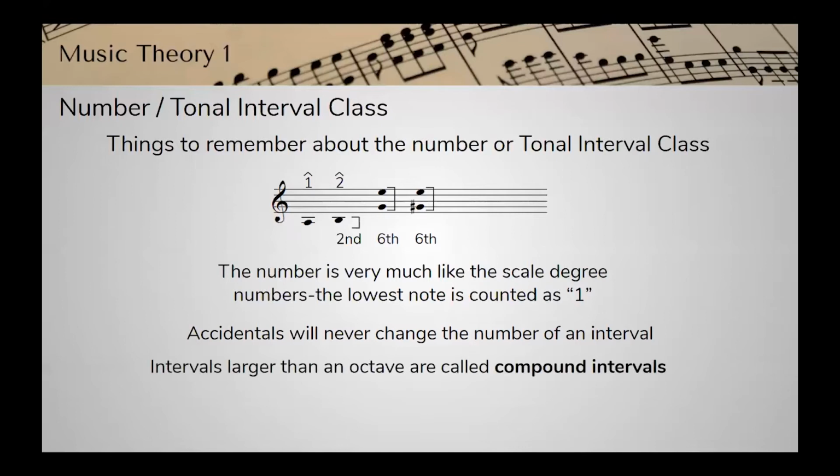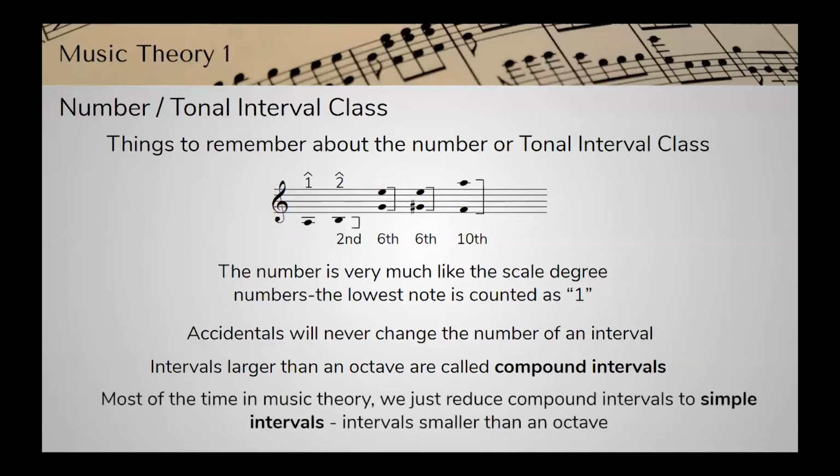Okay, intervals that are larger than an octave are called compound intervals. Okay, and you can see here if you counted those, that F to that A would spread over a tenth because it's 10 lines and spaces from each other. Okay, but most of the time in music theory, we don't really care that it's a tenth. We just simply reduce it to what's called a simple interval, which is just an interval that's lower than an octave. So most of the time, we really only care about the intervals unison through octave.